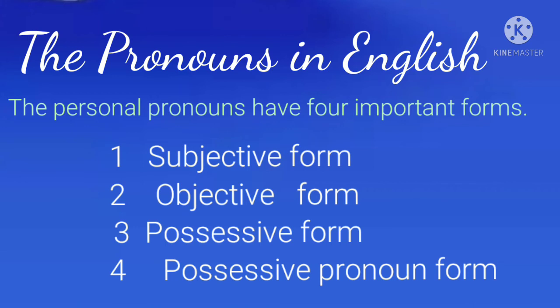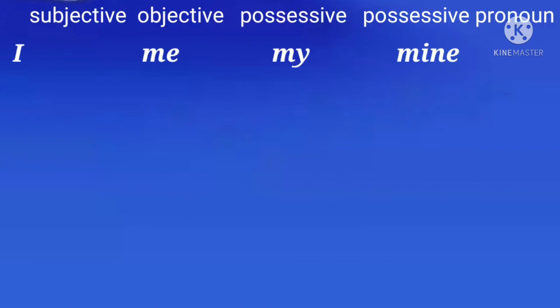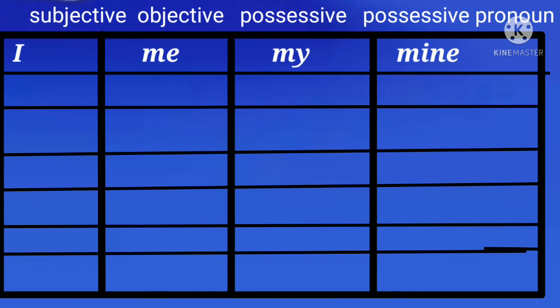Now look at the personal pronoun I. That is the subjective form. When you use it as an object, it becomes me. When you use the possessive, it becomes my. As a possessive pronoun, it becomes mine. Second one, we. The objective form is us. The possessive form is our, and the possessive pronoun form is ours.